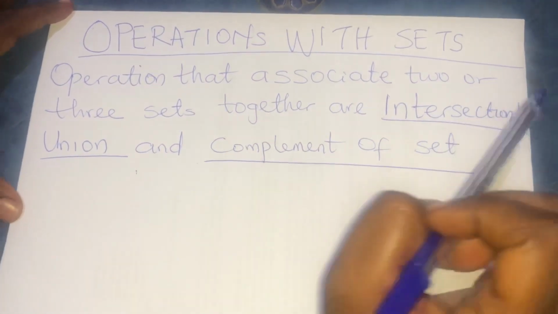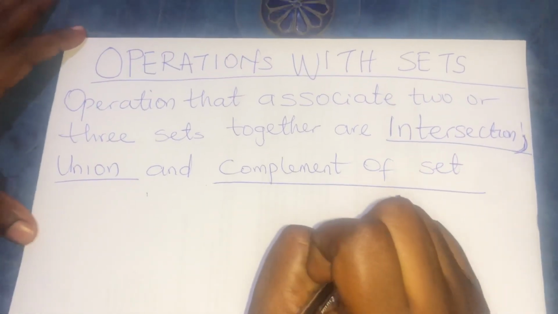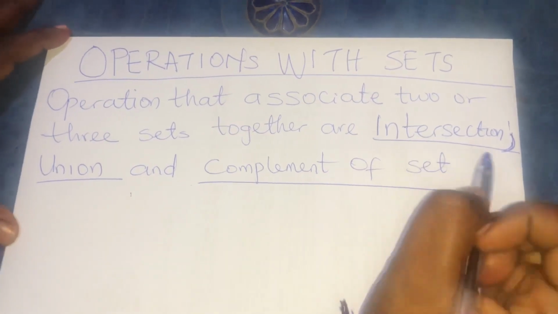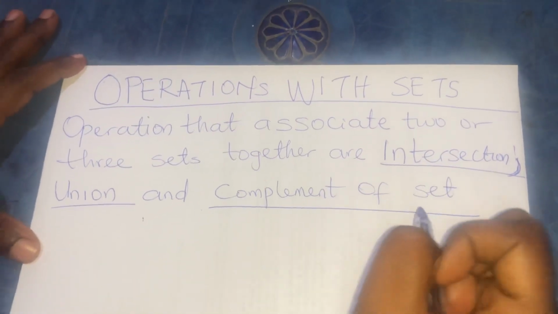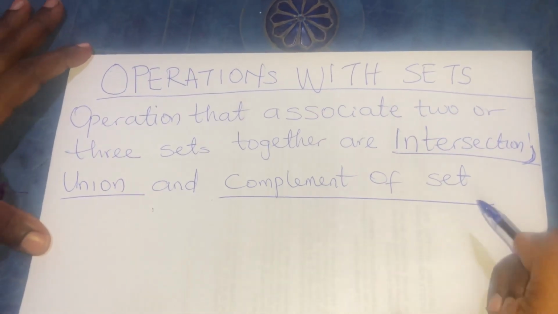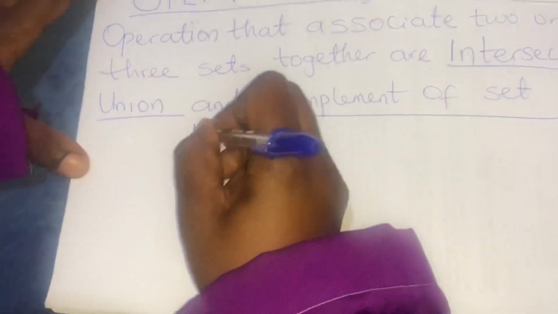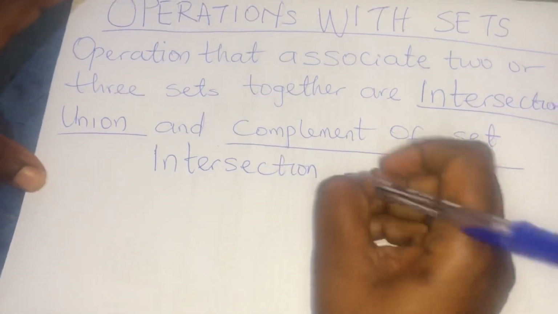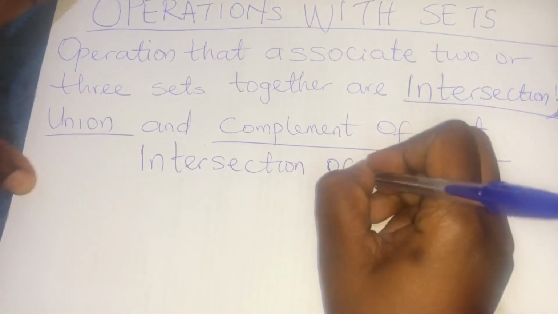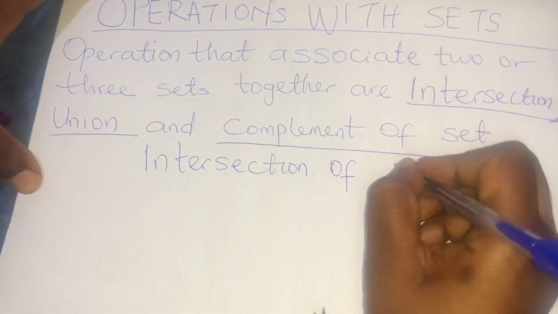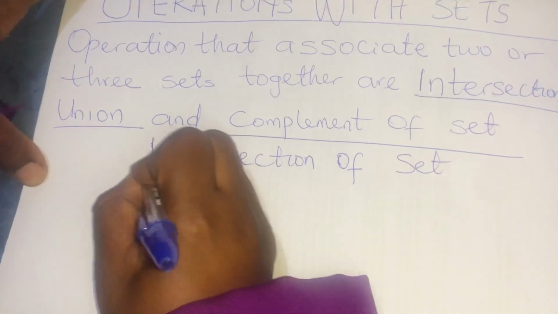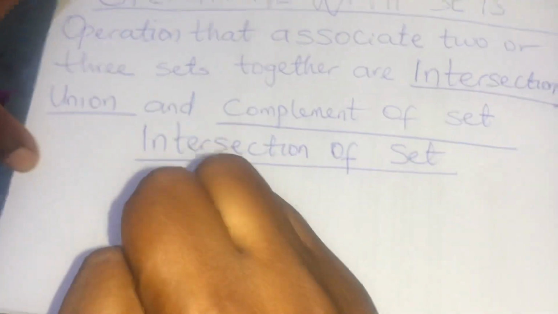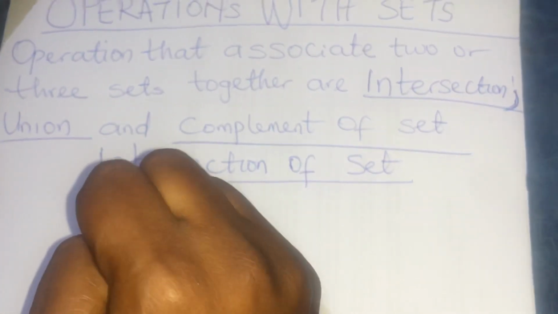Operations with sets are the operations that associate 2 or 3 sets together, and they are intersection, union, and complement of sets. So let's take them one after the other. Intersection of sets. What do I mean by intersection of sets? Consider two sets A and B. The intersection of sets A and B will be those elements that are common to both A and B.